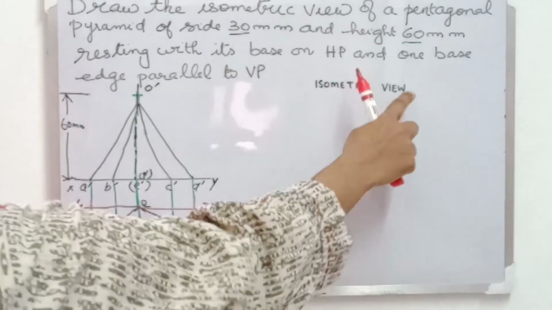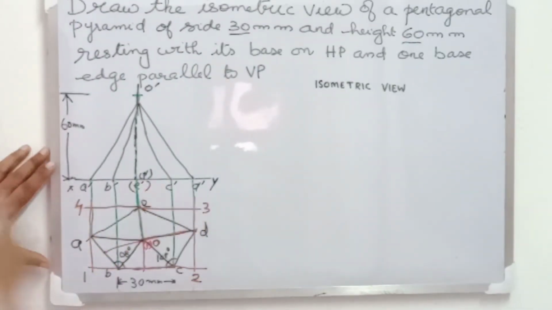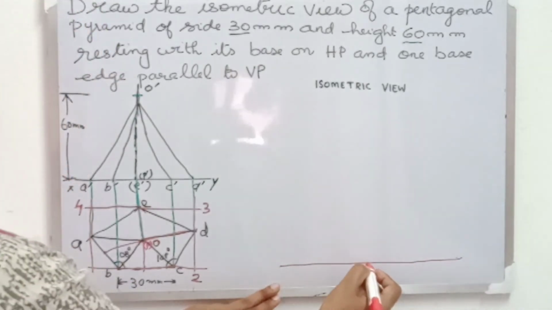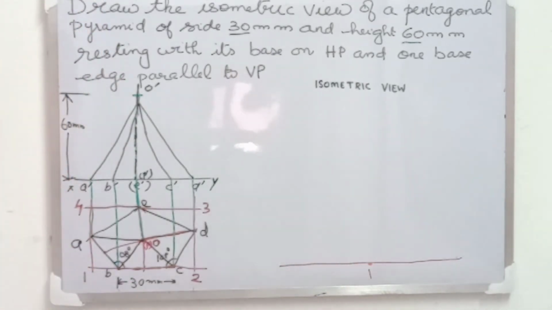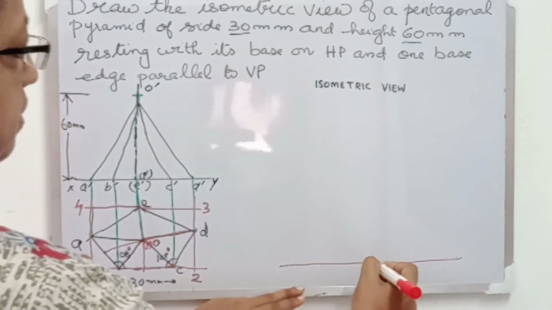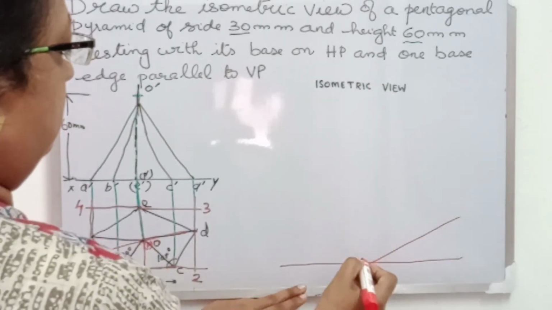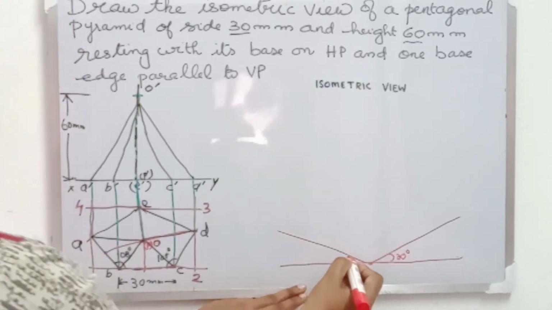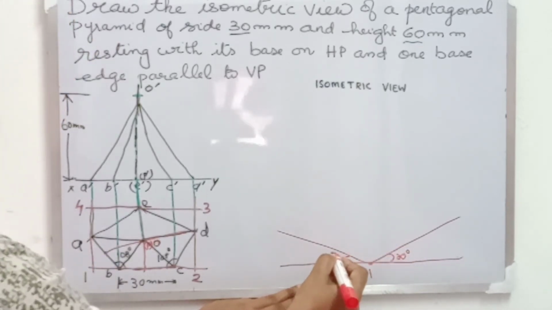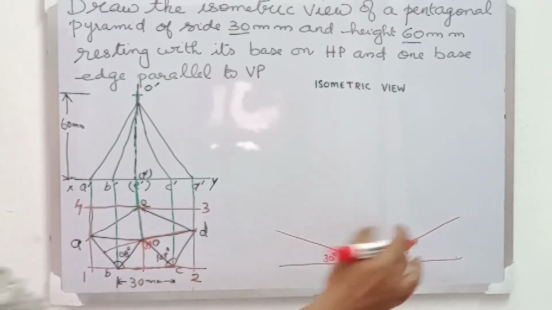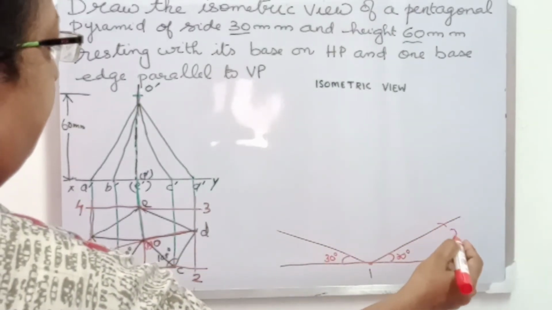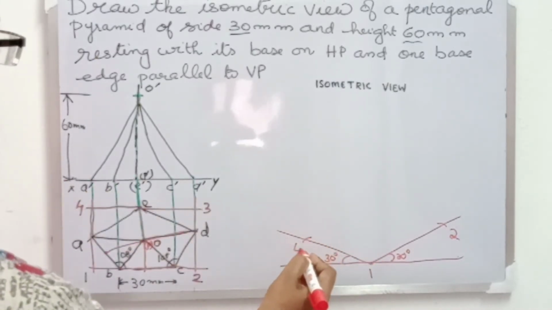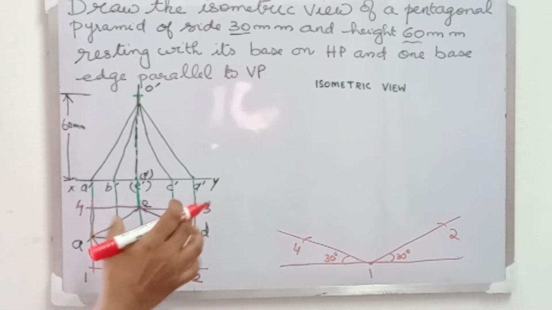Next, to draw the isometric view, let us draw the isometric view of the rectangle 1, 2, 3, 4. Starting with a reference line and marking point 1 on it. Draw 2 lines at angle 30 degrees towards the right and left of point 1. Next, transfer the point 2 onto this line and mark 2 there. Similarly, transfer point 4 onto the left line.